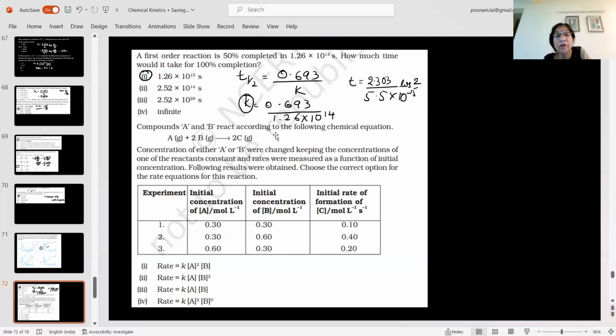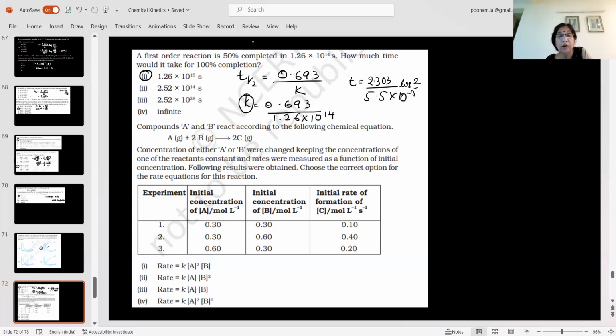Compound A and B react according to the following chemical equation. The concentration of either A or B was changed, keeping the concentration of one of the reactants constant, and rates were measured. So this is the graph given here. We have done this type of question. Now you have to find the rate law. So now you see how you will do this question without actually doing any calculation.